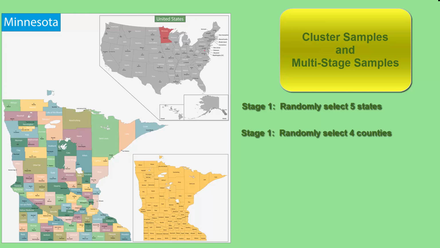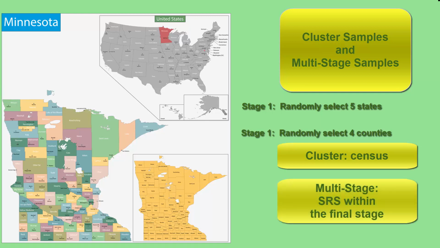Now here's where the two approaches differ. In a cluster sample, all of the gas stations in those counties selected would be surveyed to see what the gas prices were. So a cluster ends up with a census from within each county. So think of C for cluster and C for census.